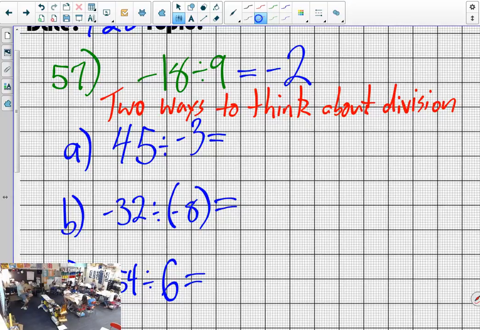Why? So, when we talked about negative 18 divided by 9, I could say I start with 18 negatives, right? So if I do that here, I start with 45 positives, like a lot of them. And then I want to make groups of -3?